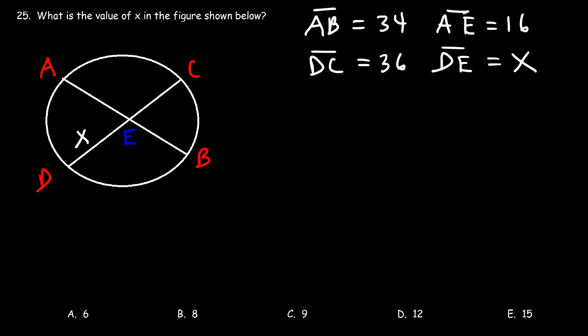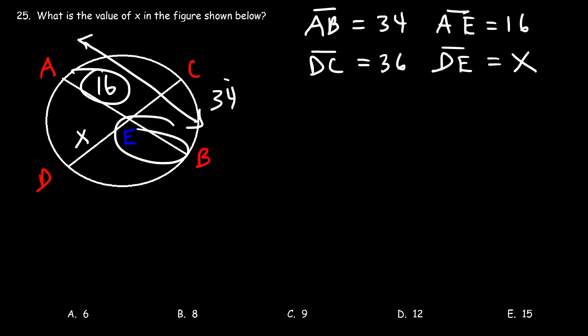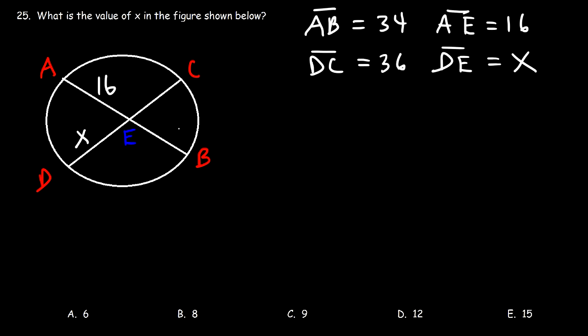25. What is the value of x in the figure shown below? So we can see that DE is equal to x. AE is 16 and AB is 34. Now if AB is 34 and AE is 16, EB has to be the difference between 16 and 34. So 34 minus 16, that's 18.